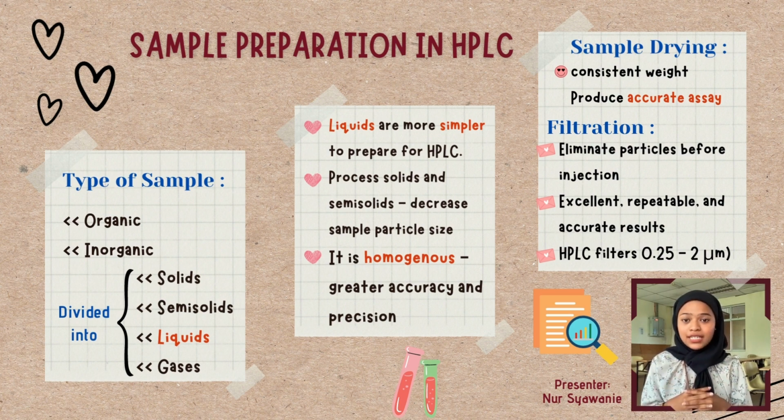For an accurate assay, sample drying to a consistent weight is typically required. Lastly, due to the harmful effect on the column, the particles should be eliminated during filtration before injection. Also, it contributes to producing excellent, repeatable, and accurate results. The HPLC filters are between 0.25 and 2 micrometers.